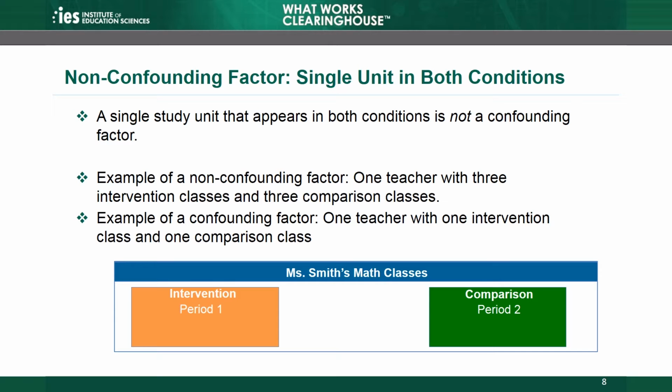In that case, there would be a confounding factor, but it is the single class in each condition that is the n=1 confounding factor, not Ms. Smith. We would not be able to separate the effect of the intervention from the effect of being in that particular class.